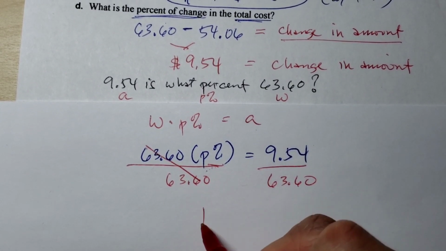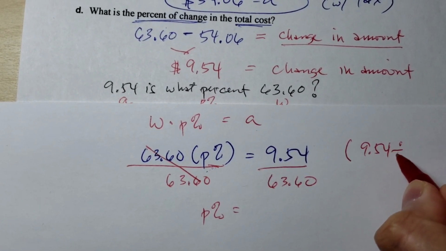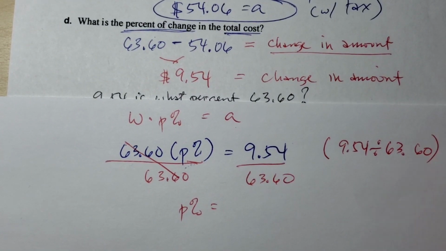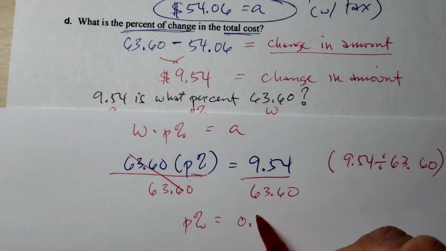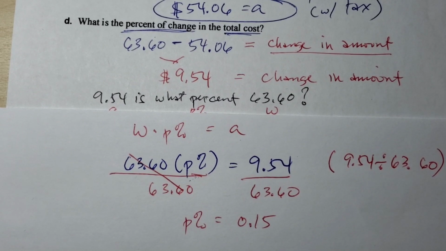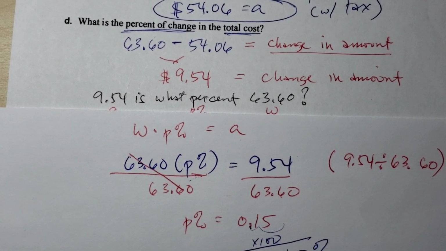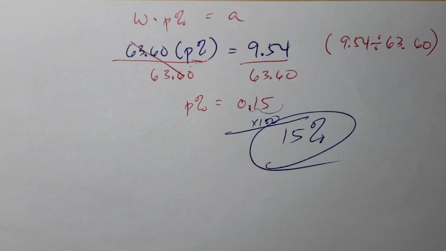Cross that out. So the percent is, if you divide this, 9.54 divided by 63.60. Okay, that should give us what? Use your calculator. It should give us 0.15. Now change that into a percent, either by moving the decimal 2 places to the right or multiplying by 100, and that should give us 15%. So 15% is the percent of change.